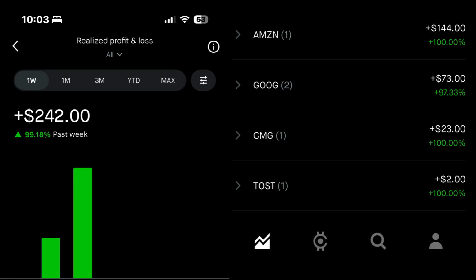And I'm going to use my new AI model to try and help predict which strike prices I should sell at for these stocks.